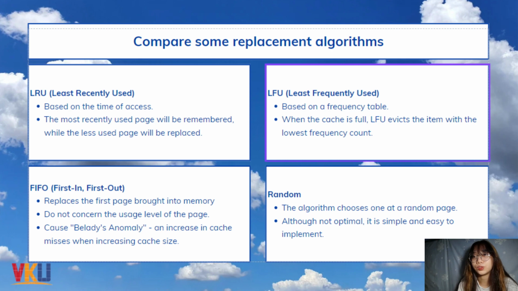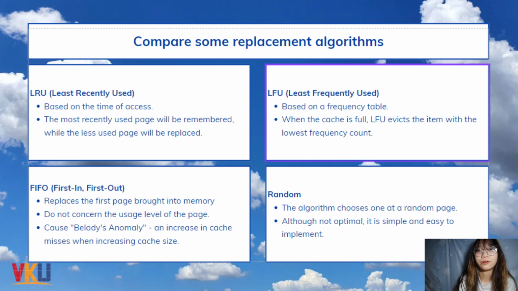First of all, we come to the LRU, which stands for least recently used. It evaluates a page based on the time of access. The most recently used page will be remembered, while the least recently used page will be discarded, and it is probably the most effective algorithm in the computer system. The LRU performs well when there is temporal locality.